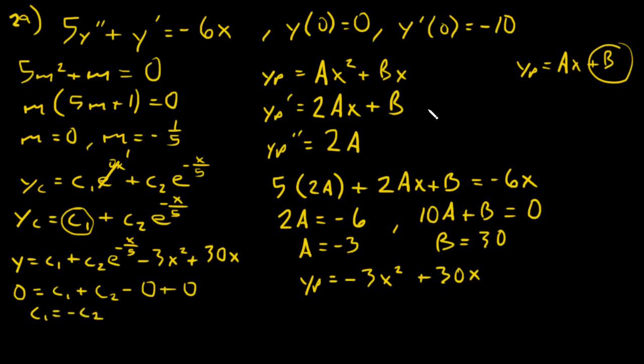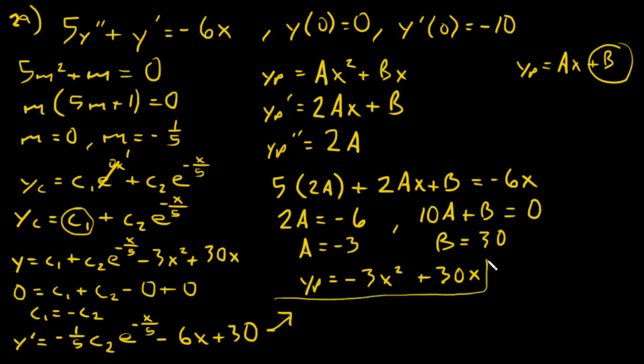Okay? Now I go for the second one, but to go for the second initial condition, I need to take the derivative of y. So y prime is going to equal, c1 is going to drop because it's a constant. This becomes negative 1/5 c2 e to the negative x over 5, and then minus 6x plus 30. Okay, so now when I plug in my initial condition, I'm going to run out of room, I think. I'm going to try to fit it in right here. Sorry for the crowding, but I really don't want to clear this and start again.